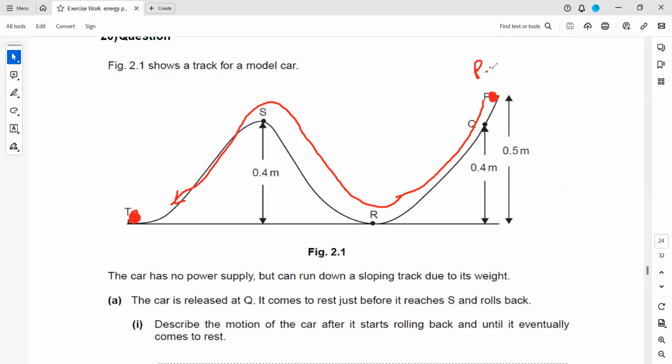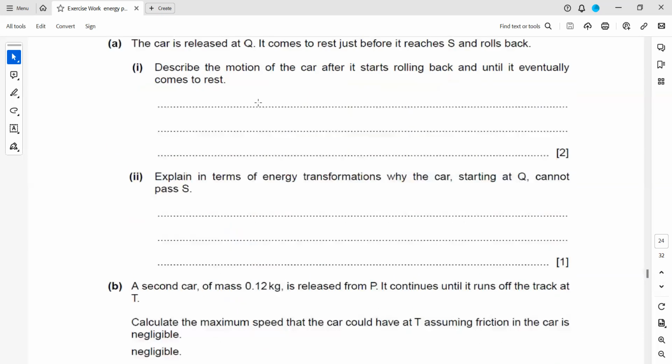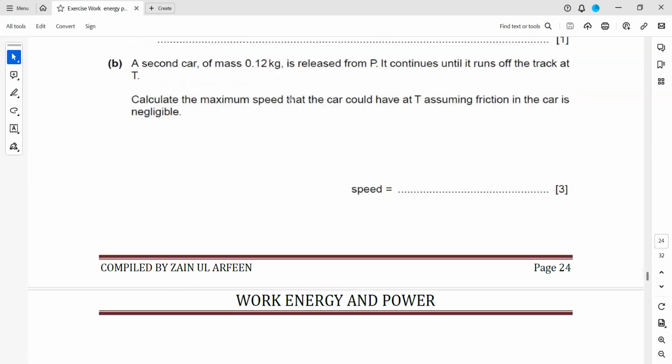So if there is no loss of energy, we can say the potential energy at P is equal to the kinetic energy at T. The height from which it is released is 0.5, irrespective of what happened in between. Because there is no loss of energy, the potential energy at P is equal to the kinetic energy at T. Kinetic energy is half mv squared and the potential energy is mgh. M will cancel with m.